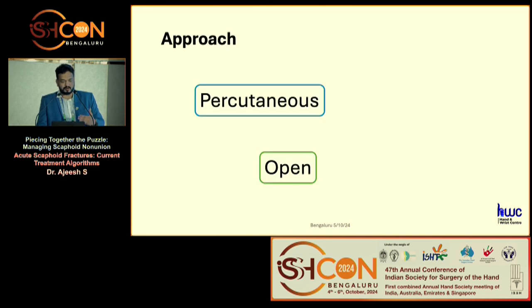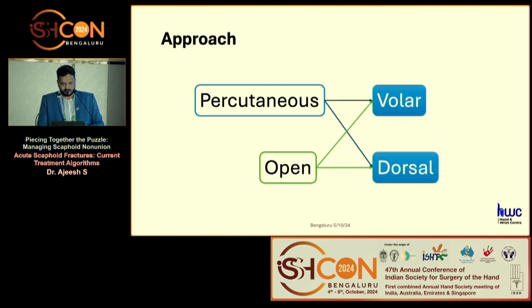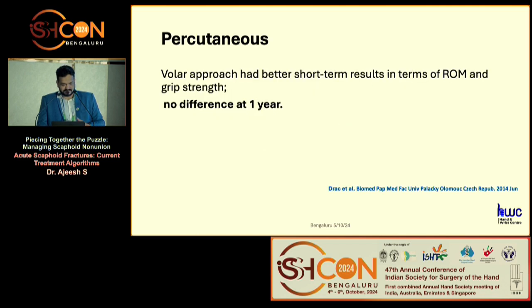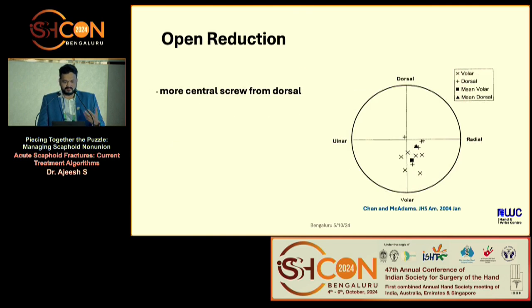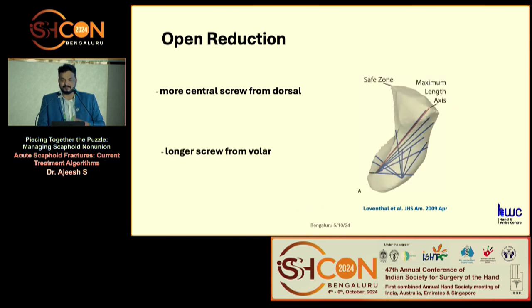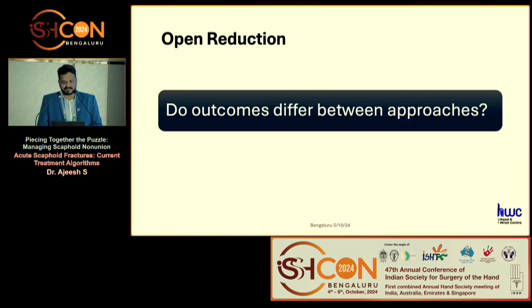And so the approach component is between percutaneous and open, and we could go volar or dorsal. For reasons of time, I would just move forward. The volar approach has better results in the short term, but not really a difference at 1 year. And with open reduction, you can get a more central screw from a dorsal approach, apart from the vascularity issue, but then you get a longer screw from the volar approach. So again, it's going to be a surgeon's preference because there's no real evidence on any difference in outcomes.